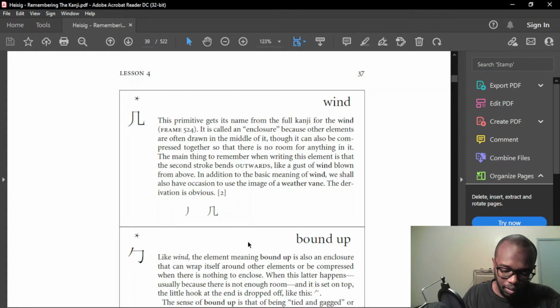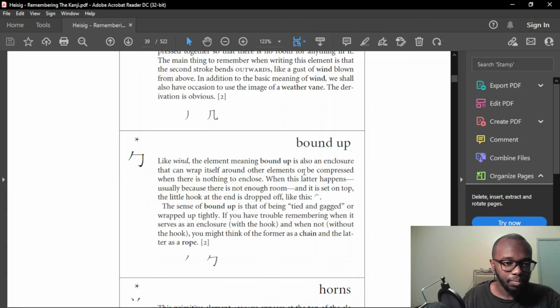Since it's human legs, I can just picture Usain Bolt's legs running on a wind cloud. And bound up like wind. Bound up.